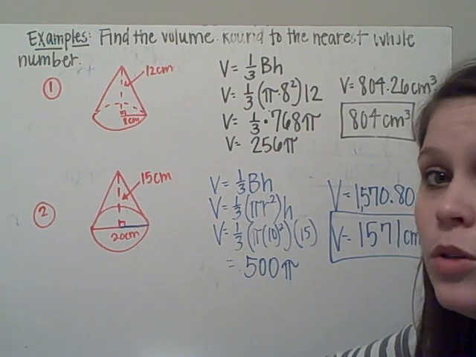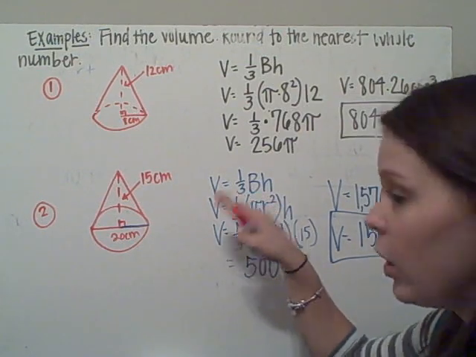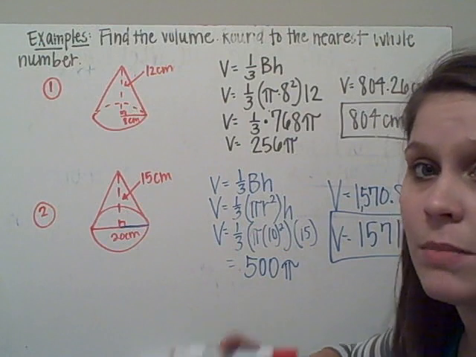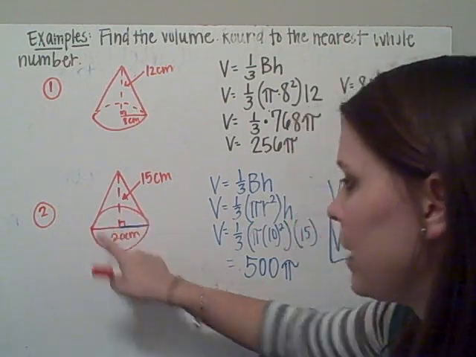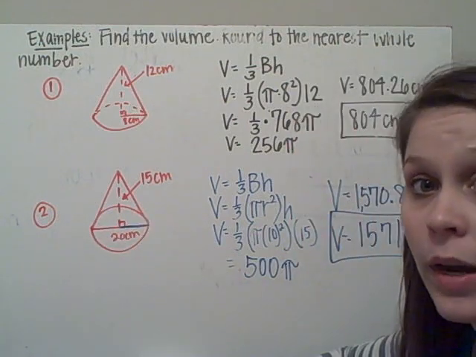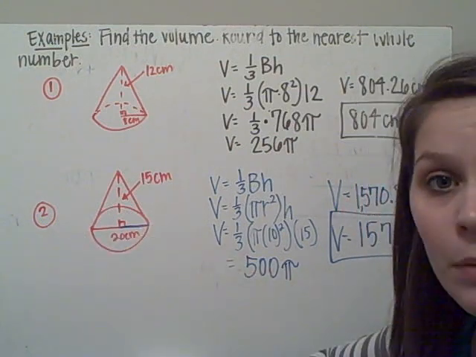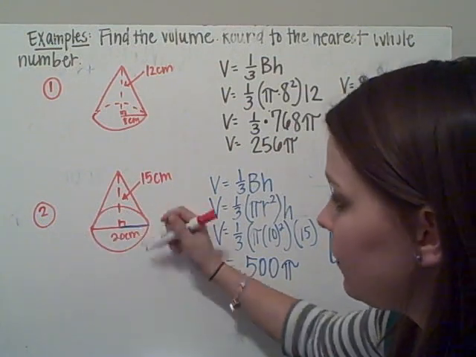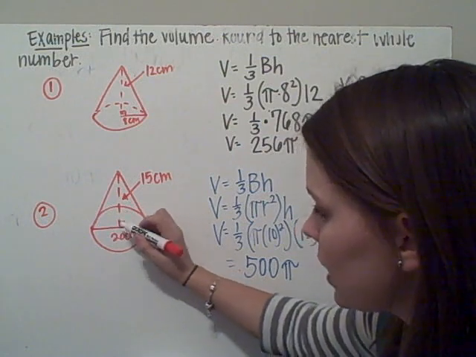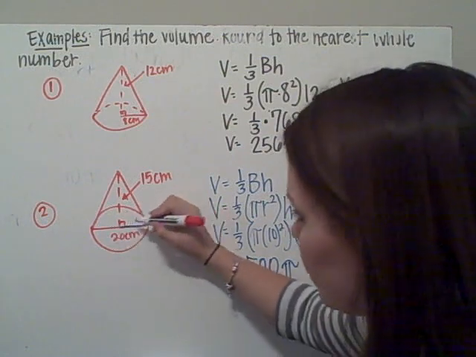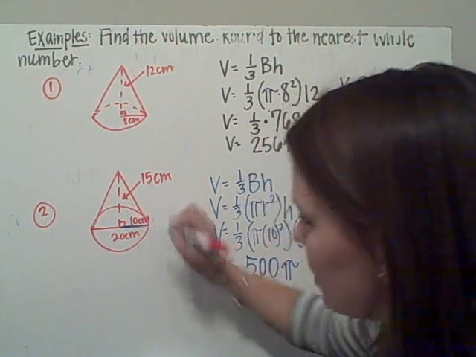Let's look at number 2. It's 1/3, the area of the base times the height. Well, we have a circle as our base, which is pi r squared. Now, we need to be careful because they gave us the diameter. So, we need to figure out the radius, which is this blue section, half of your diameter. So, our radius should be 10 centimeters.